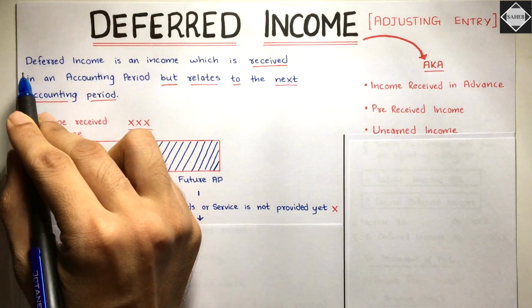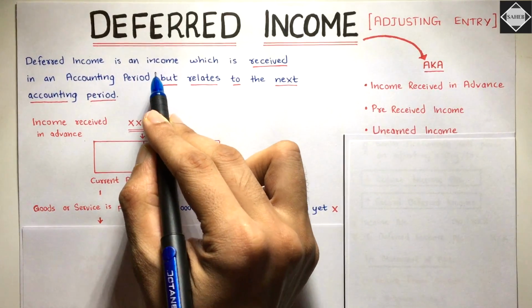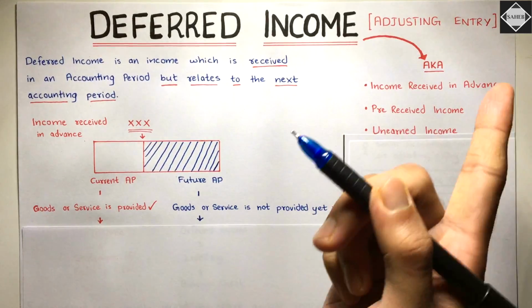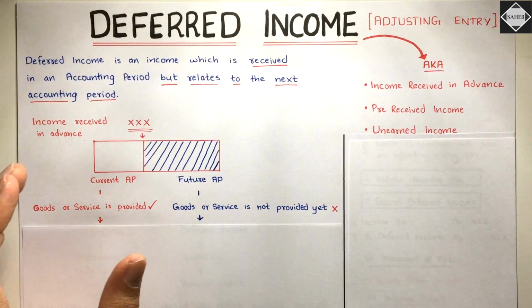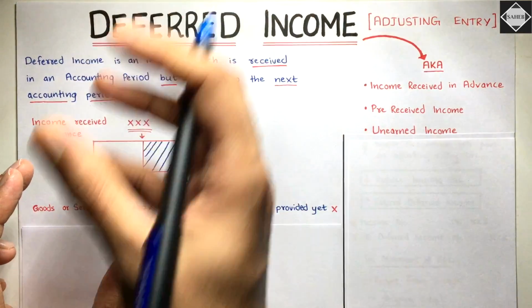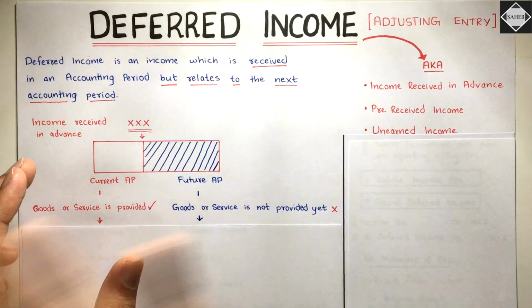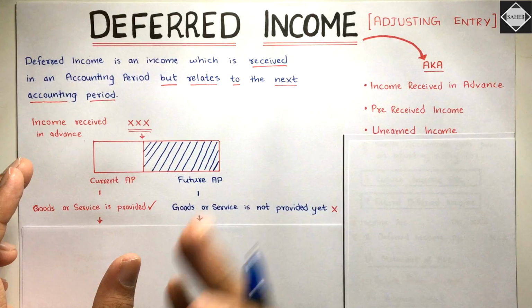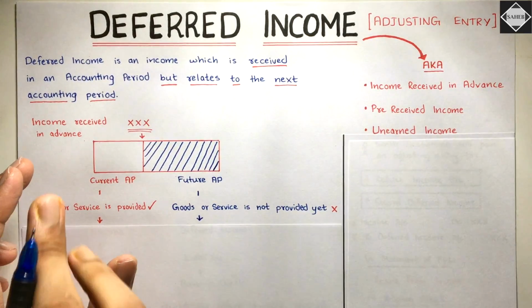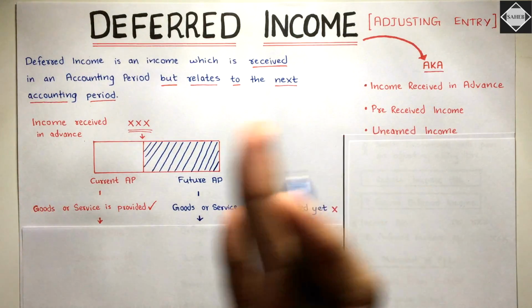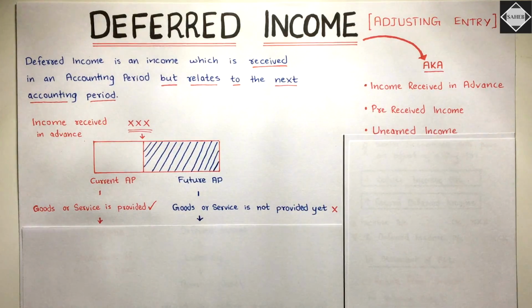Let's read this. Deferred income is an income which is received in an accounting period but relates to the next accounting period. Understand? A company has received money. Cash flow has happened. But that money has been received in advance. We haven't done anything. The company has not provided any good or service. Money is received in advance, so this money is called unearned income, pre-received income, deferred income or income received in advance, because we have not done anything. We will provide goods or services in the coming days or in the next accounting period. That's what the thing is.